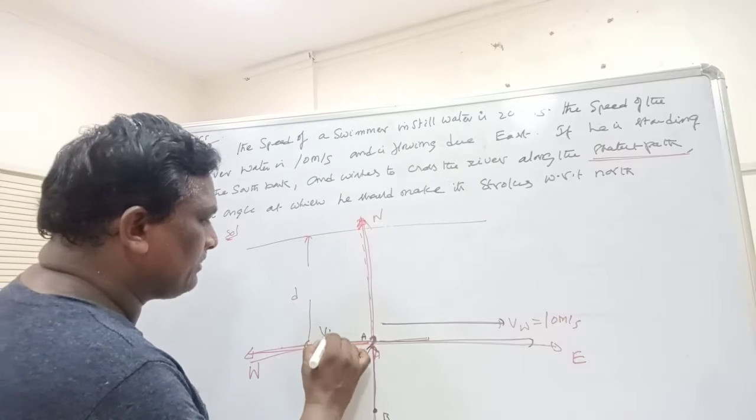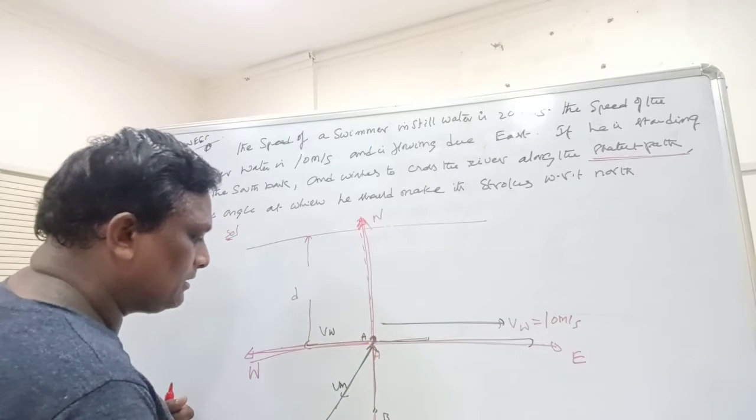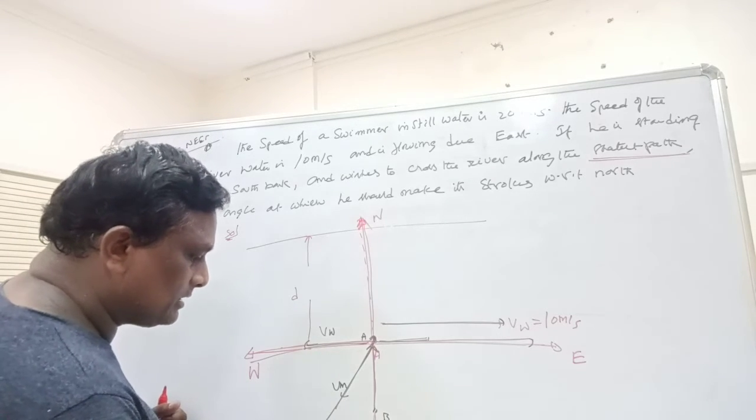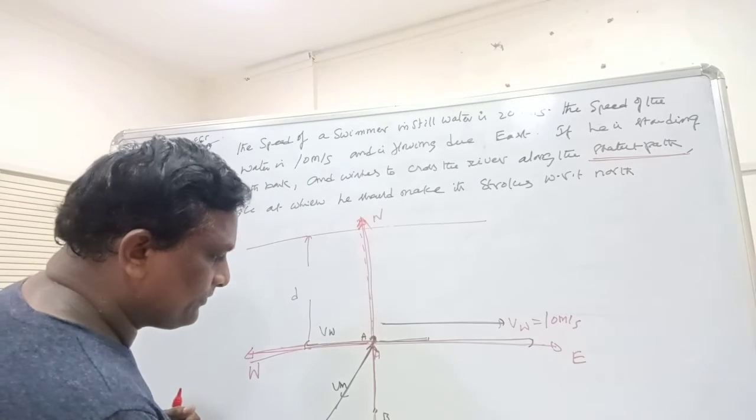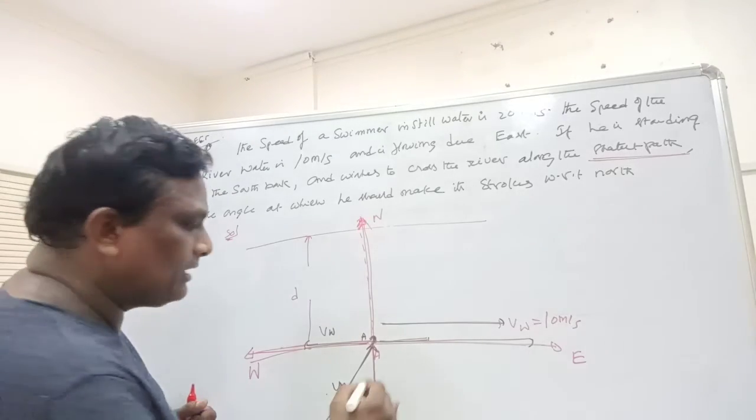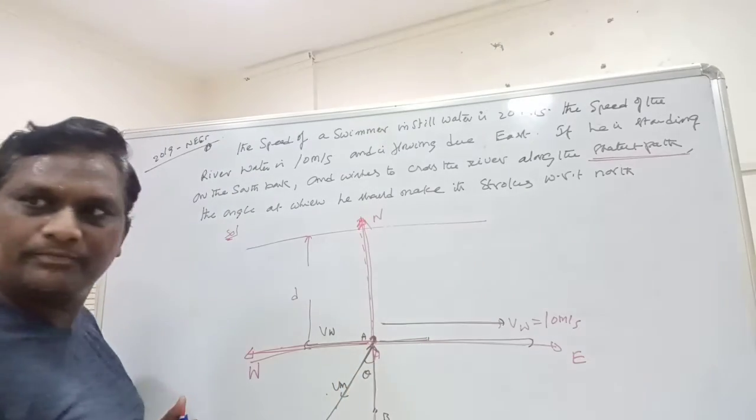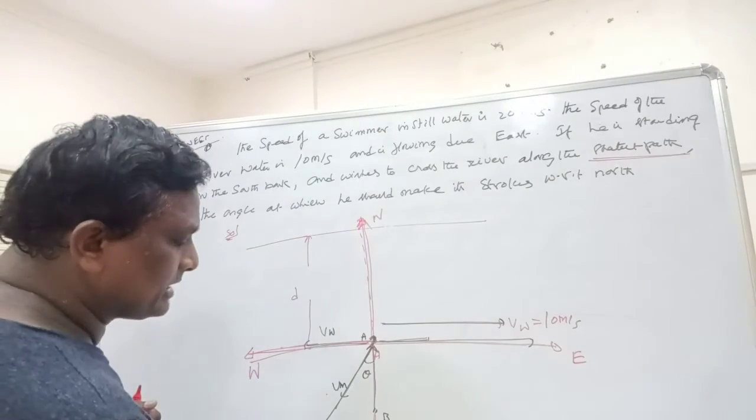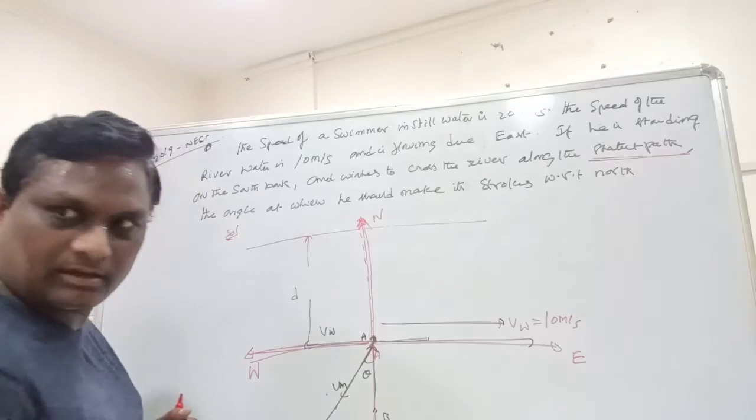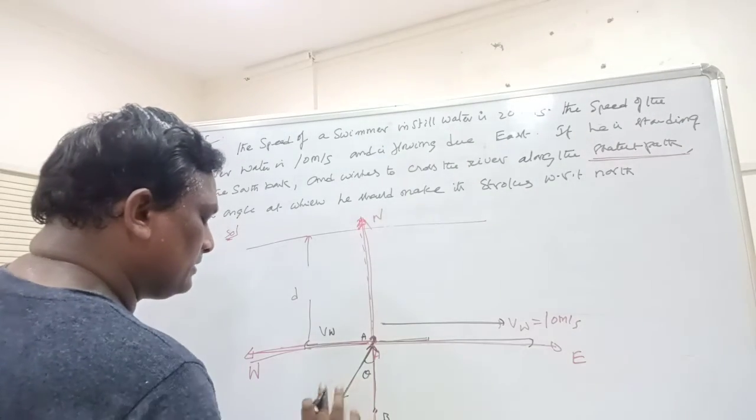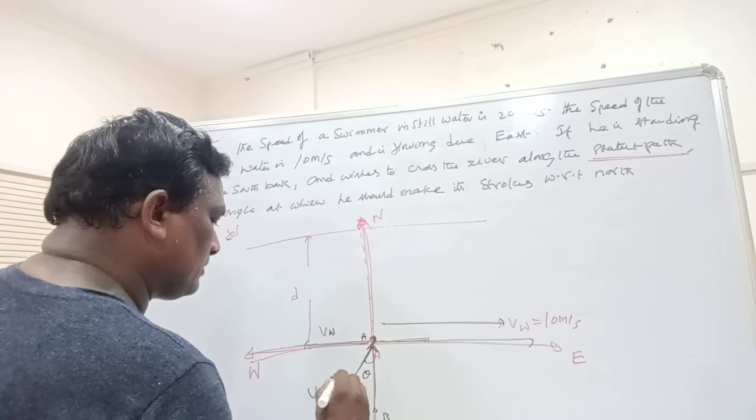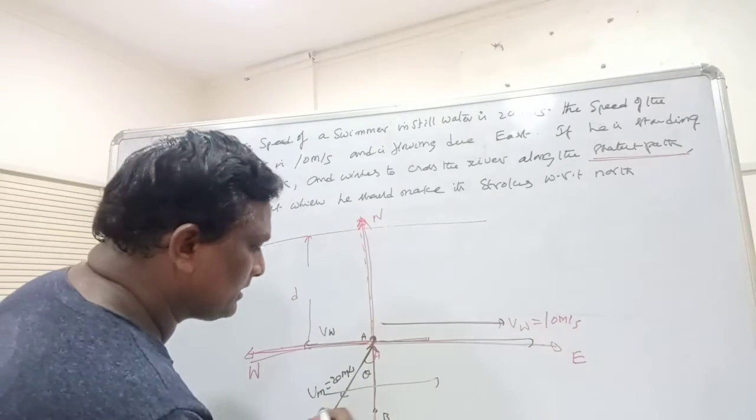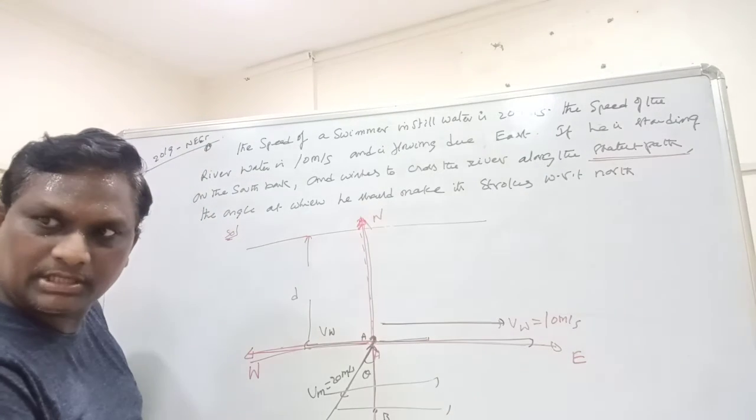So this is V water and this is V man. This angle you have to find out, theta. V water they have given: 10 meter per second. And the man velocity is 20, so V man is equal to 20 meter per second. The water is flowing in this direction, so he has to swim in the opposite direction only.